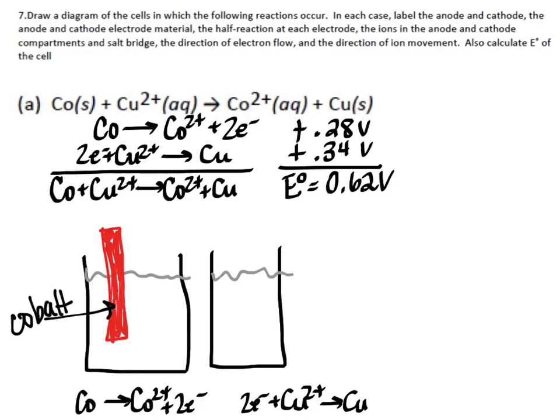And then on the other side, we have a piece of metal in there. What is that piece of metal going to be? Copper. So that is our copper. Which one's our anode and which one's our cathode? The cathode is the copper. Yes, and so our anode is the cobalt.